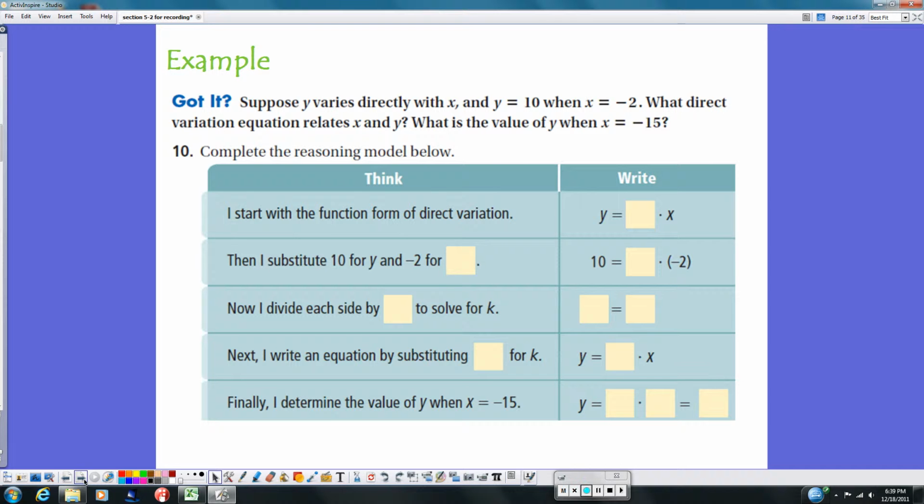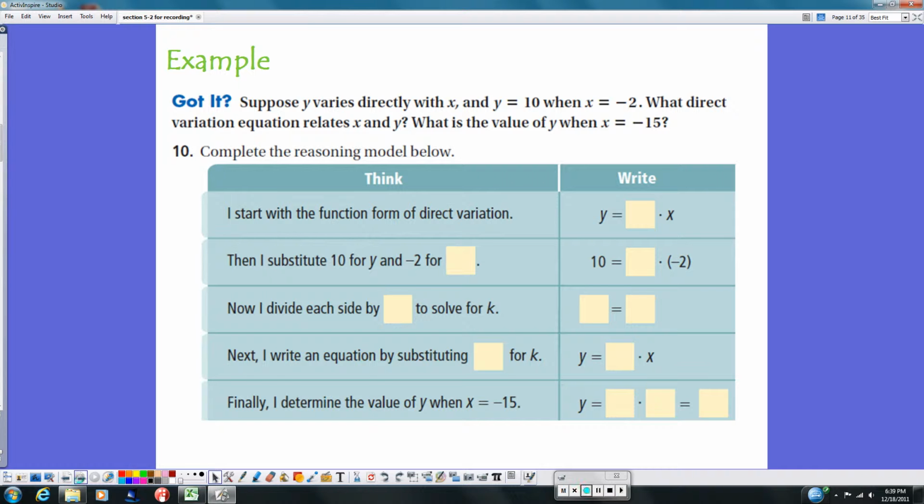Another problem that you'll do in your assignment today looks like this. It tells you that y varies directly with x, and it tells you what y and x are equal to: y is equal to 10 and x is equal to negative 2. We've got to figure out the direct variation equation that relates x and y. Then we're going to figure out the value of y when x equals 15.